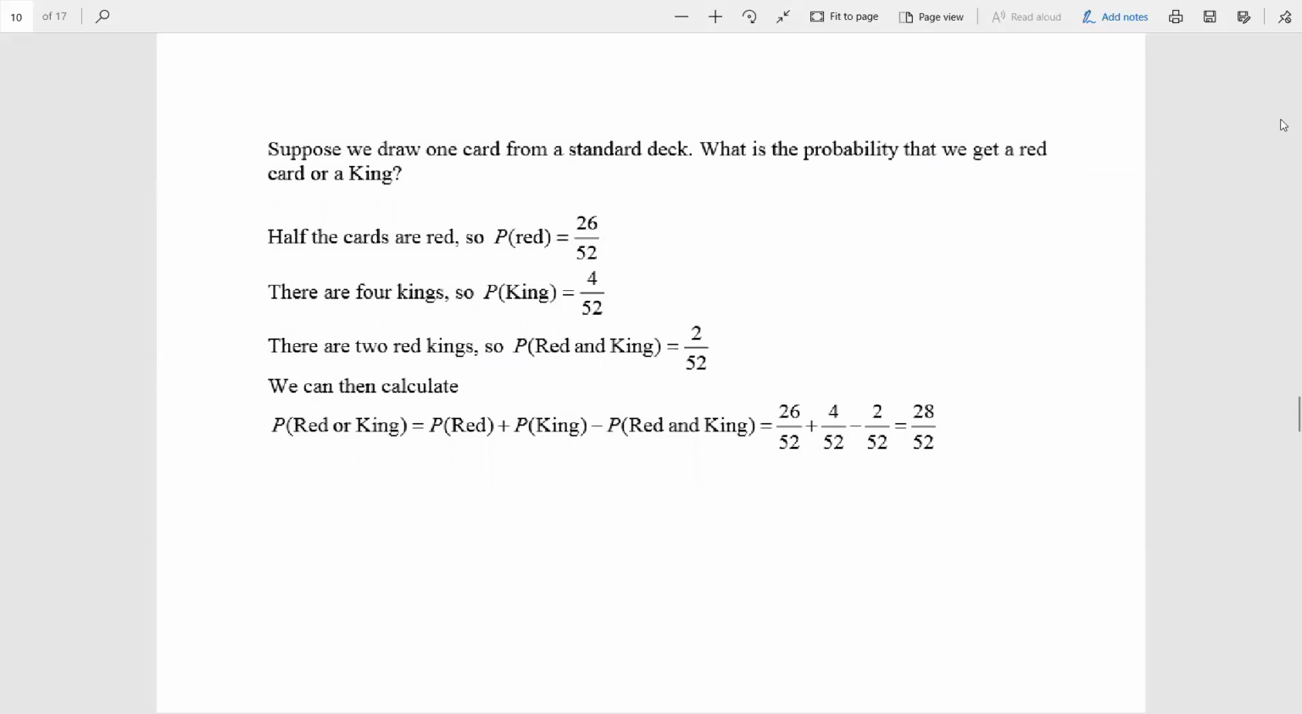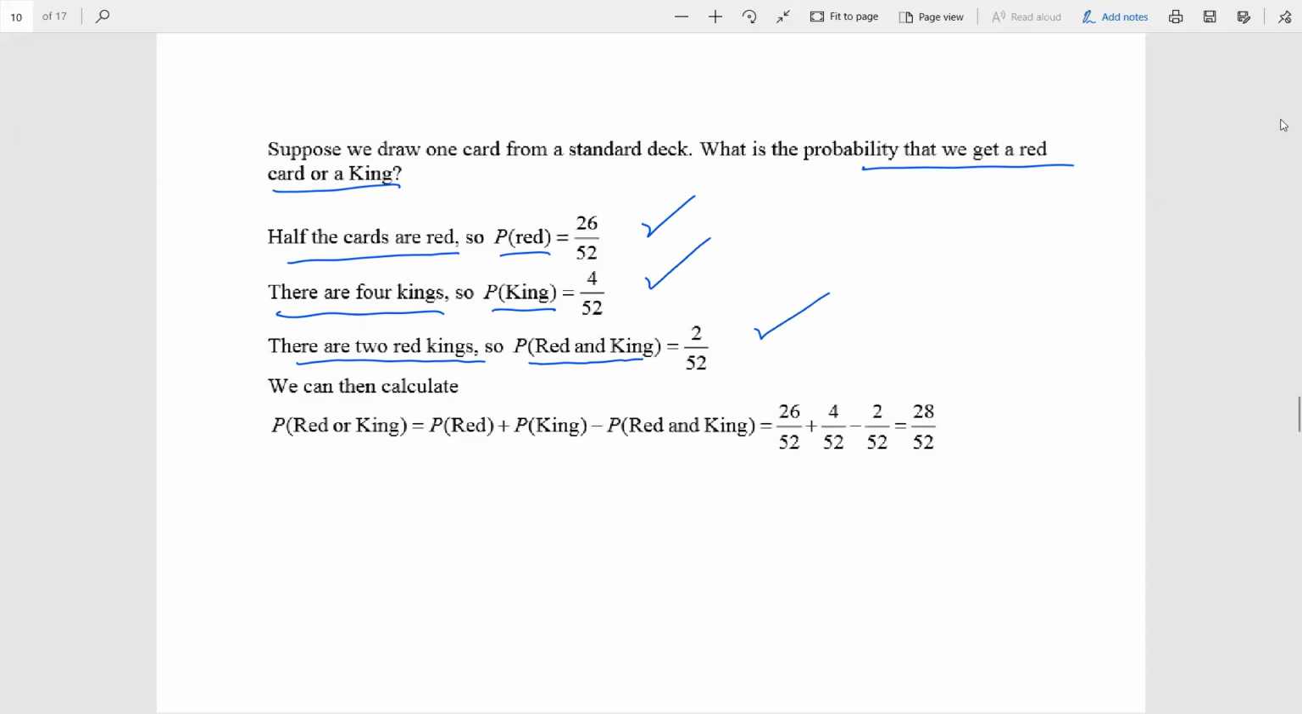Another example, suppose you draw one card from a standard deck. What's the probability that we get a red card or a king? Okay, let's think about red cards. Half the cards are red, so the probability of a red card is 26 over 52. There are 4 kings, so the probability of a king is 4 over 52. And there are 2 red kings, so the probability of getting a red and a king is 2 out of 52.